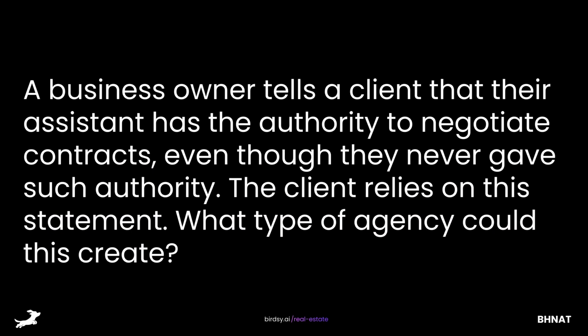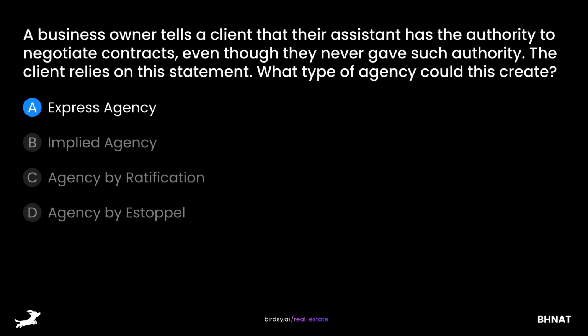A business owner tells a client that their assistant has the authority to negotiate contracts, even though they never gave such authority. The client relies on this statement. What type of agency could this create? Is it A, express agency, B, implied agency, C, agency by ratification, or D, agency by estoppel? The answer is D, agency by estoppel.